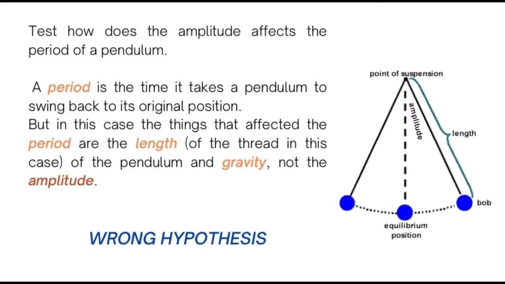Before doing my experiment, I continued researching information on the pendulum and started to understand that the hypothesis I originally offered was maybe incorrect, but that didn't stop me from continuing my research and experiment. I wanted to test how the amplitude affects the period of a pendulum. A period is the time it takes a pendulum to swing back to its original position, but in this case, the things that affect the period are the length of the thread of the pendulum and gravity, not amplitude. That means I was incorrect.